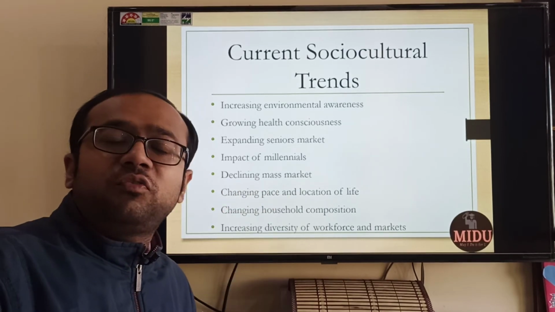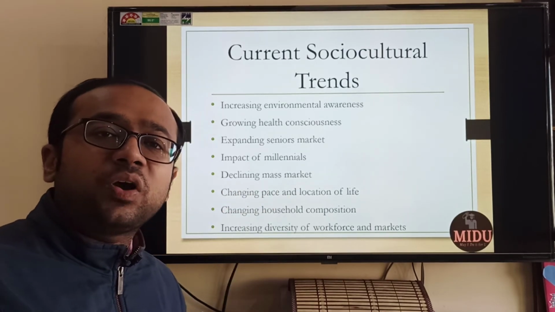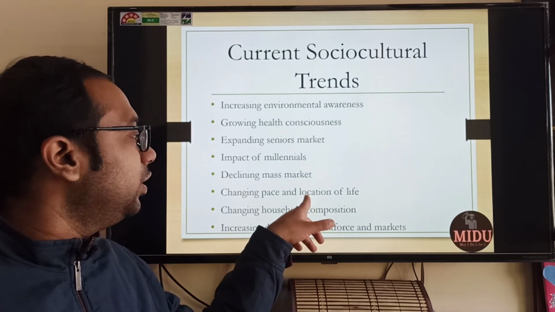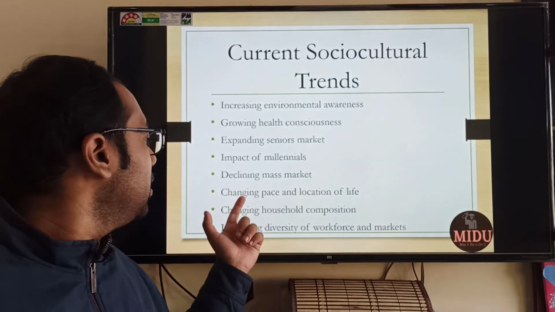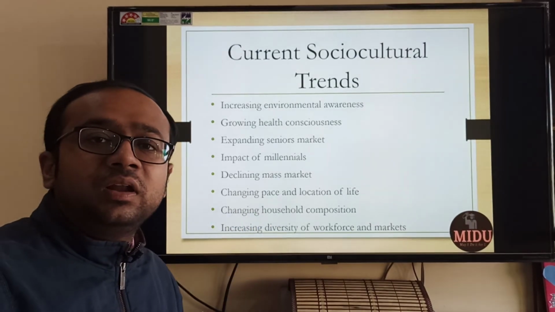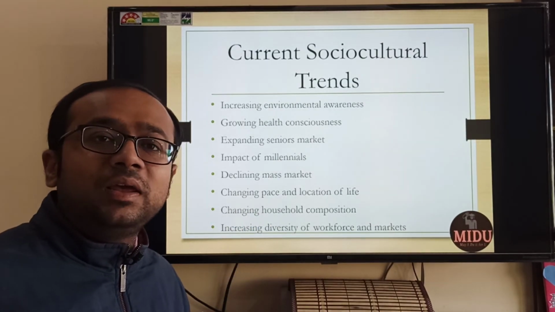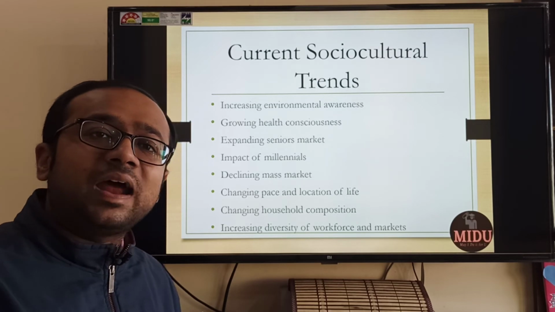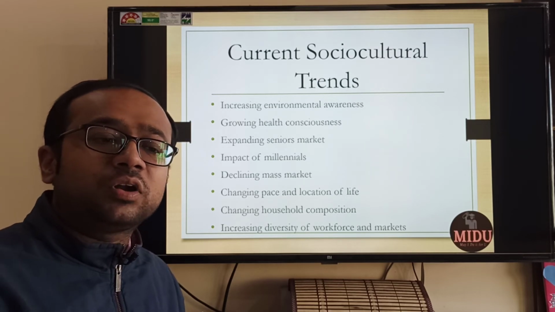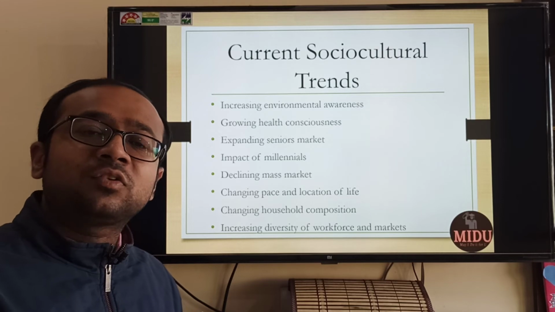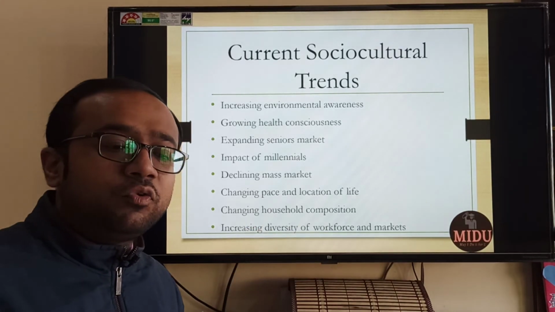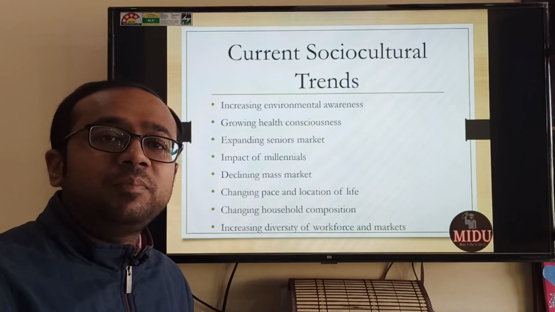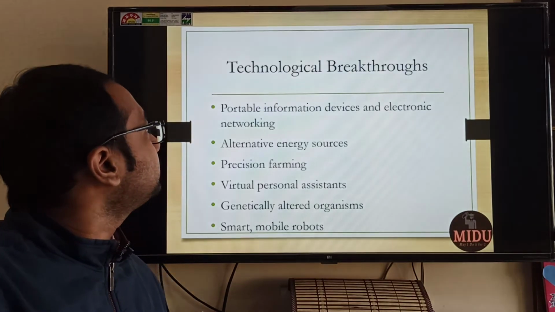Changing pace and location of life: life is becoming fast, locations are changing. Earlier people used to live in rural areas, nowadays they are shifting more and more into urban areas. Changing household composition: earlier there used to be joint families of 10 or 15 members, grandparents, uncles, aunts, all your cousins living together. Nowadays it has totally changed, with more and more nuclear families. Increasing diversity of workforce: the workforce is diverse, with different people from different areas working together.